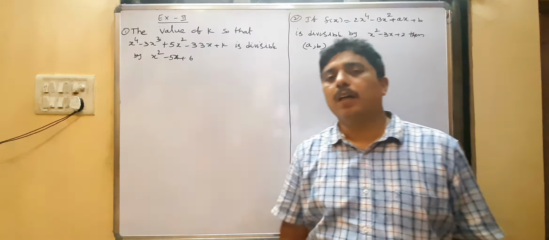S2 is c by a, that is b by 3. The sum of the product of two roots, alpha into beta plus alpha into gamma plus beta into gamma, is b by 3. Alpha value is 1 plus root 3 into 1 minus root 3, plus 1 plus root 3 into gamma, which is 2, plus 1 minus root 3 into gamma, which is 2, equals b by 3.